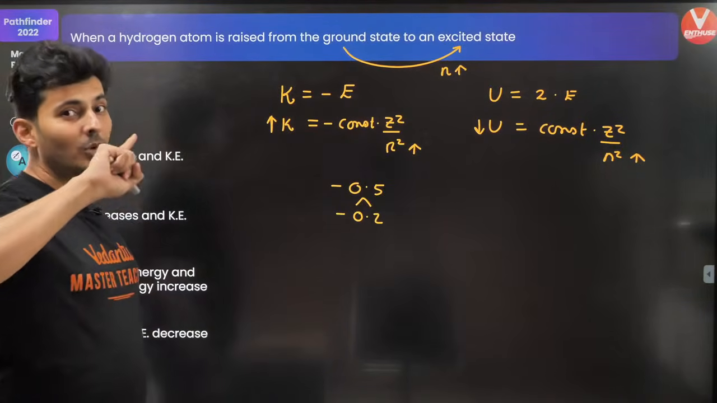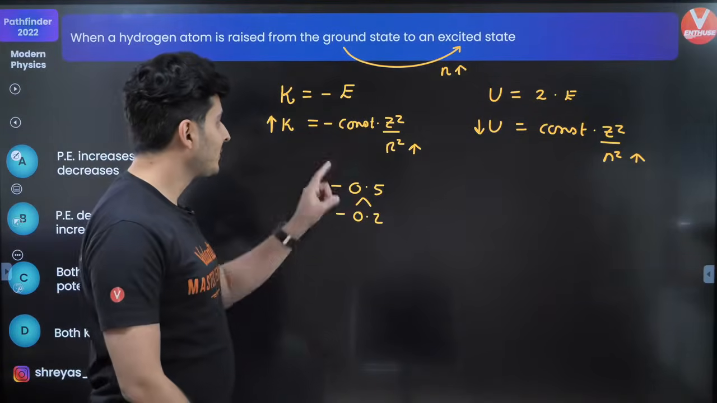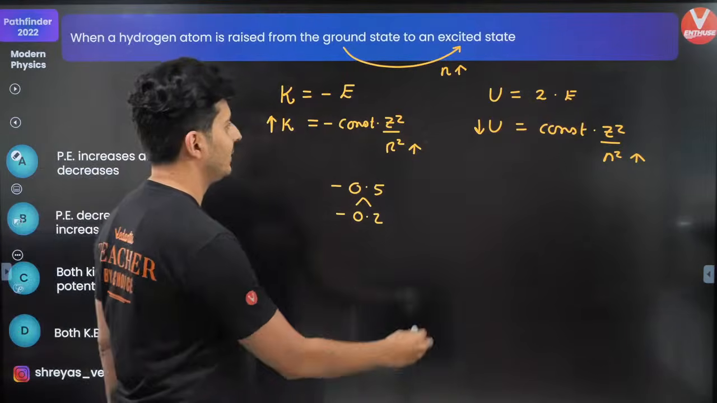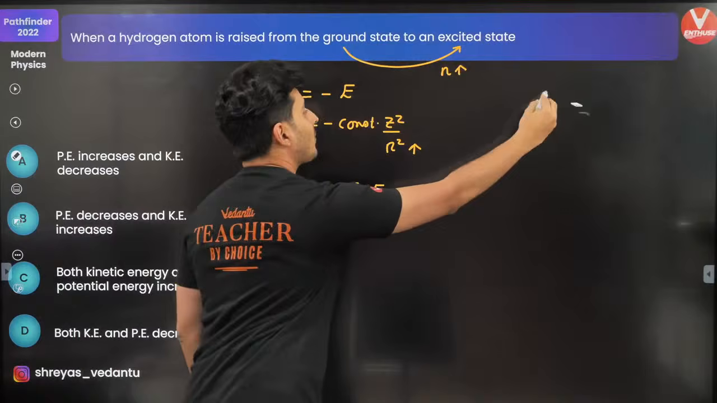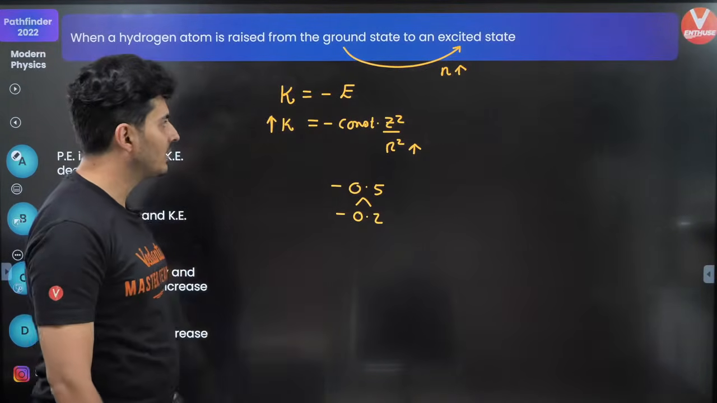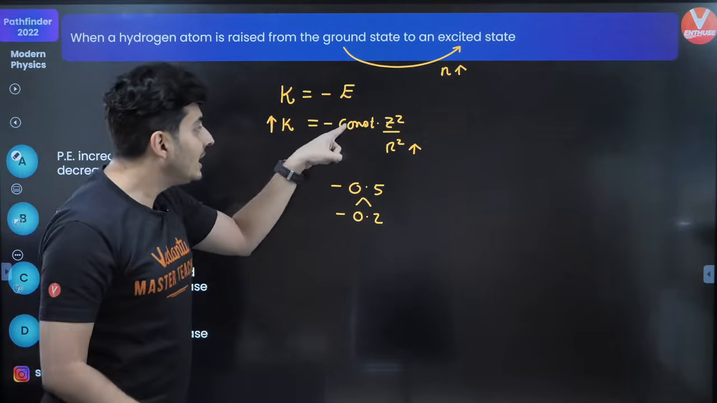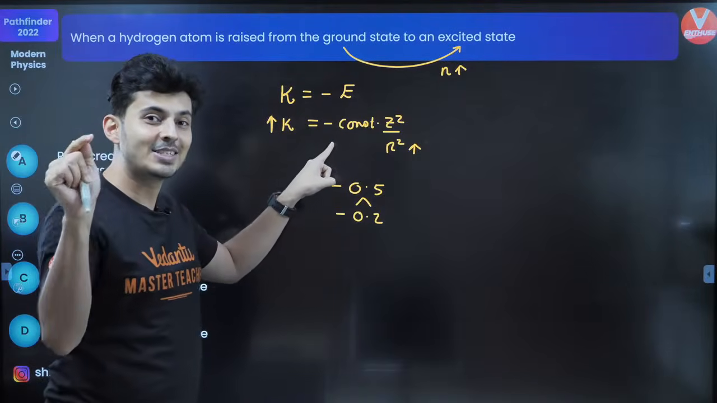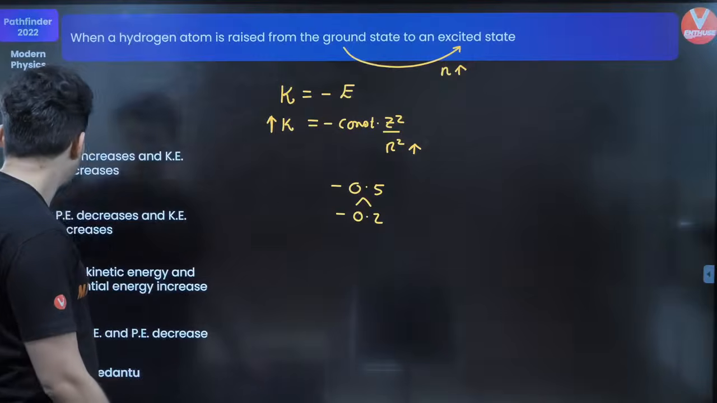Oh, but there is a problem. See, now this is where you can make some mistakes. Understand this. Even before going ahead, there is a very interesting catch to this. The interesting catch is that the constant itself is negative. Don't forget that. The constant itself is negative. Remember, it is minus 13.6.